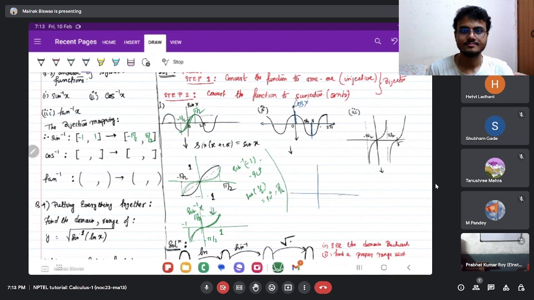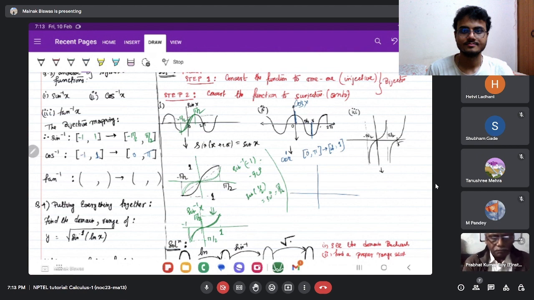Your function would be cos x, between 0 to pi, mapped to between -1 to 1. This is the same thing again. So -1 to 1 would be our domain for cos inverse also, and our range would be between 0 and pi. So how do I do this?